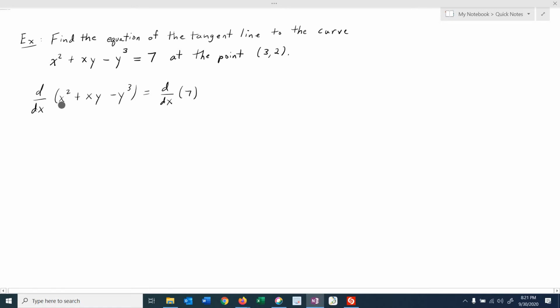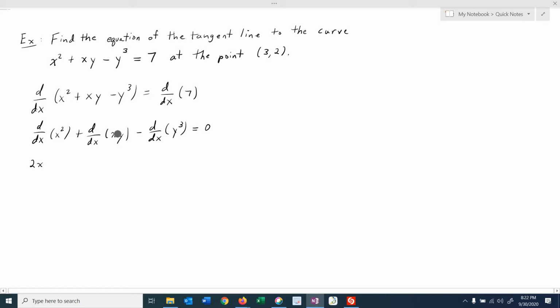Of course, on the left-hand side, we can find the derivative of each of these terms individually and then add and subtract them. The derivative of this constant, of course, is equal to 0. So let's go through and find each of these derivatives. This derivative here, of course, is just 2x using the power rule.